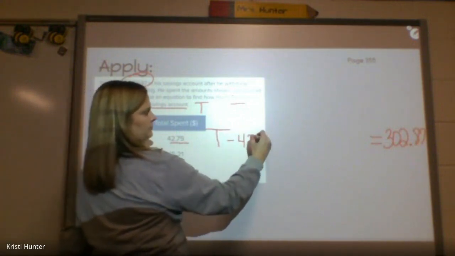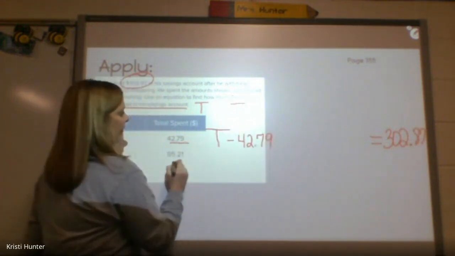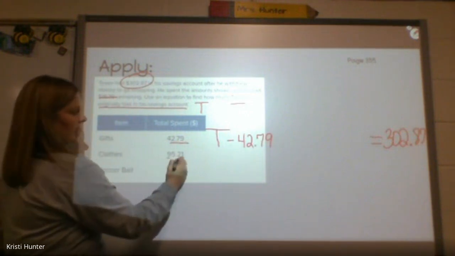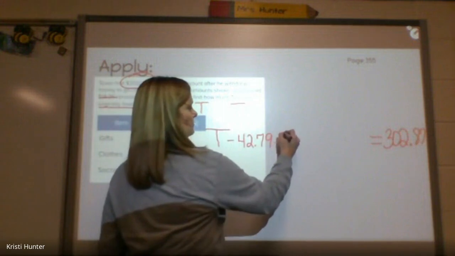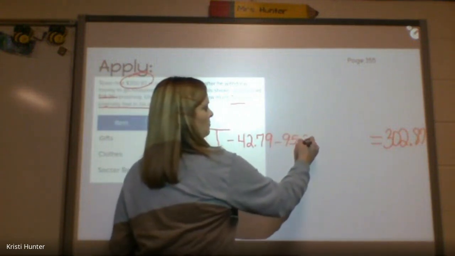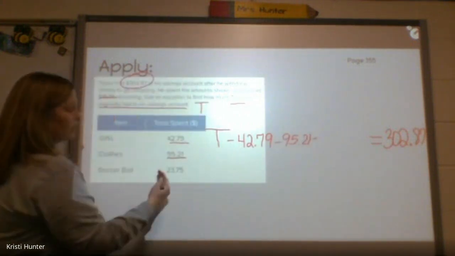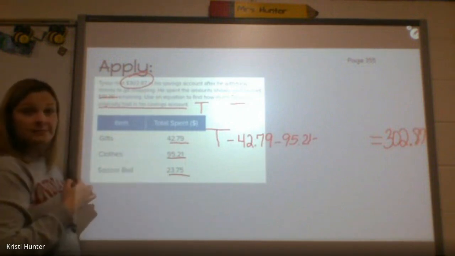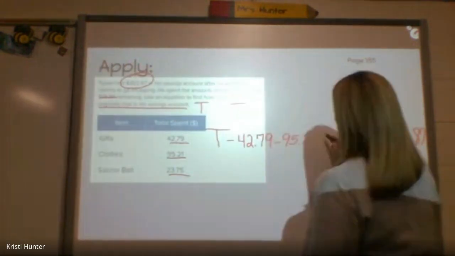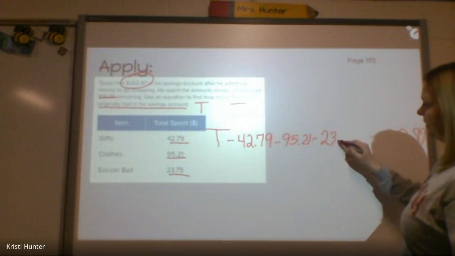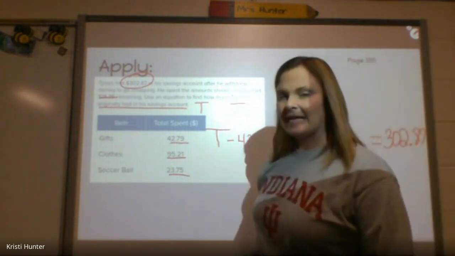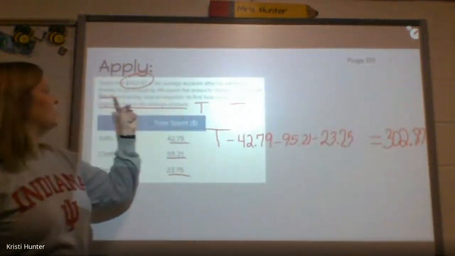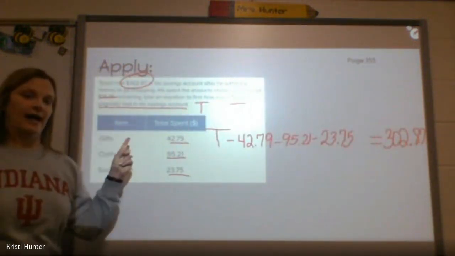So if I look here, he's going to subtract this amount from whatever he started with. And then he's also going to subtract this amount that he spent on clothes. So we're going to subtract $95.21. And then we're also going to subtract the price he paid for the soccer ball, which was $23.75. But now let's think about, what are we going to do with this $18.25?